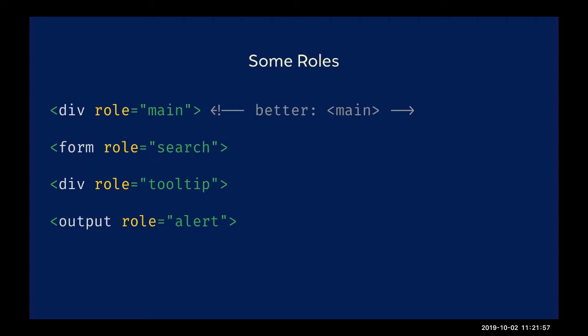You can give a form a role search, so you can use it as a search form. There are role tooltips and alerts. Those are not landmarks, but they are telling screen reader users, mainly screen reader users, what this element does. And that's probably a good thing to underline here at this point. ARIA is working mostly for screen reader users. So if you don't use a screen reader, there's nothing that tells you, oh, this div is a tooltip or this form is a search form. There's no interface for that.